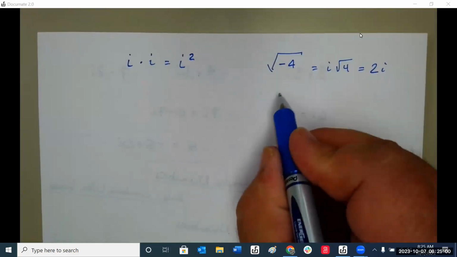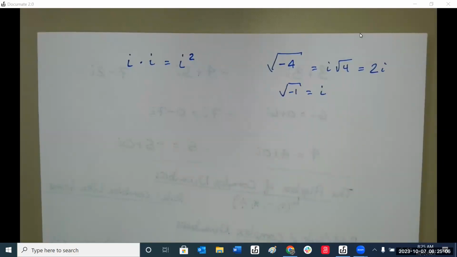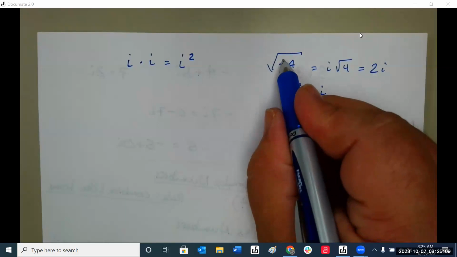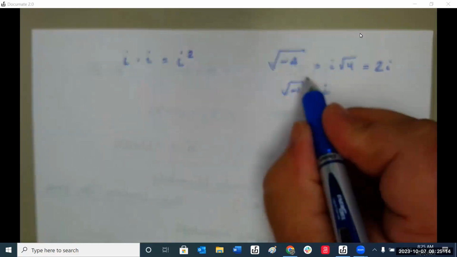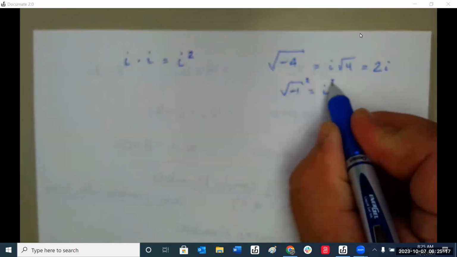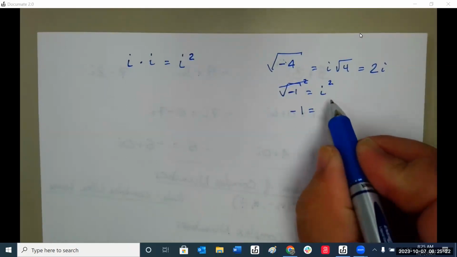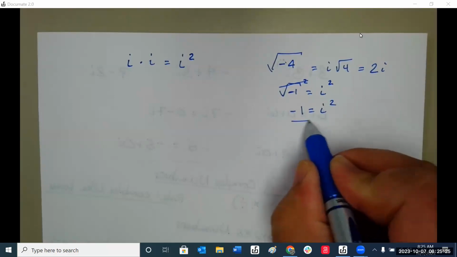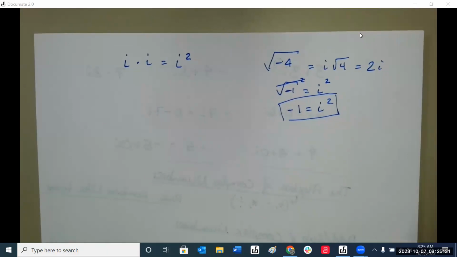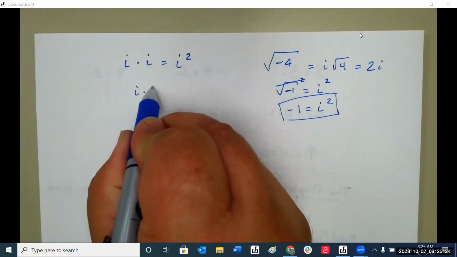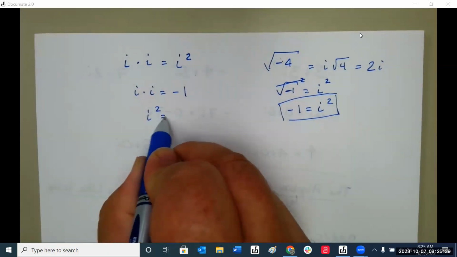So remember, the negative 1 inside the radical is the same thing as i. So it's a negative inside the radical, so it's negative 1. If we square both sides, the square root and the square cancel, so we have negative 1 equals i squared. So whenever you see an i squared, you can replace it with a negative 1. So i times i equals negative 1. So i squared equals negative 1.